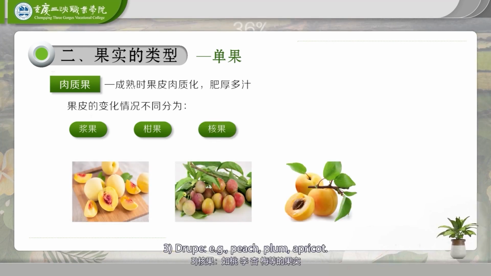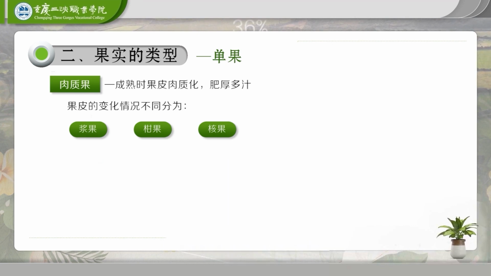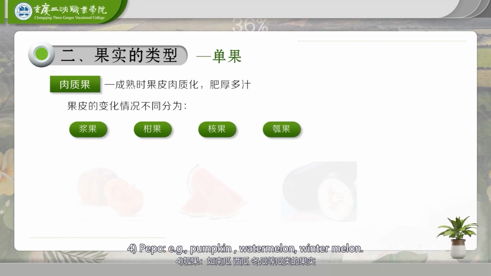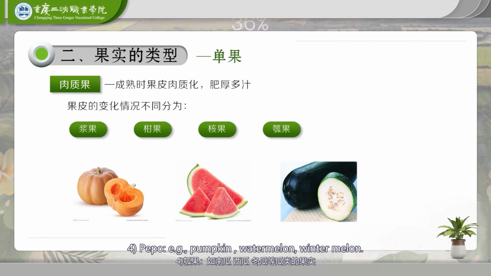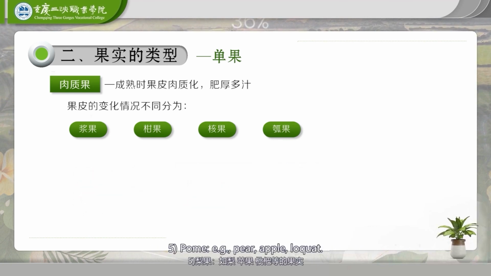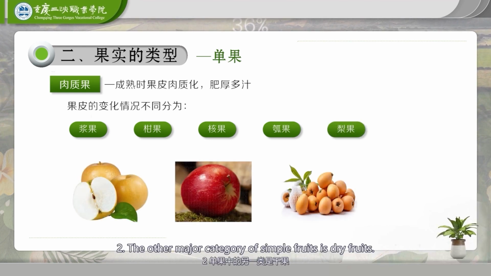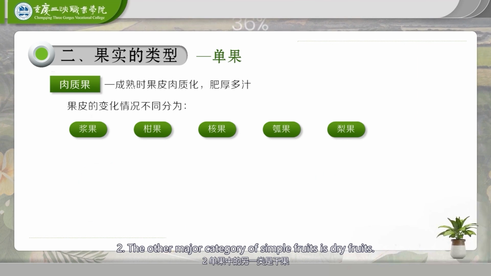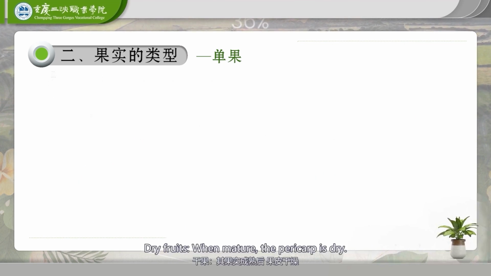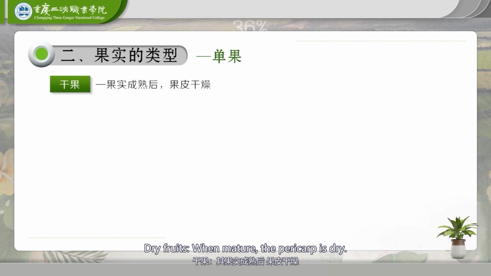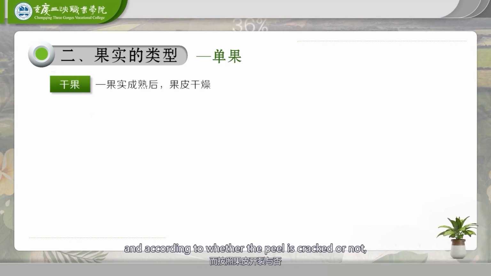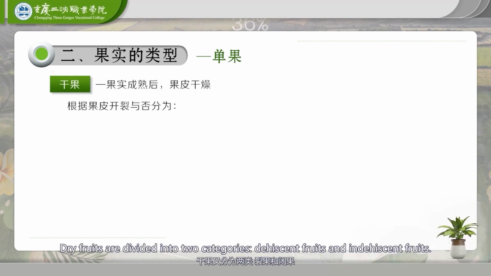3. Drupe, e.g. peach, plum, apricot. 4. Pepo, e.g. pumpkin, watermelon, winter melon. 5. Pome, e.g. pear, apple, loquat. 2. The other major category of simple fruits is dry fruits. When mature, the pericarp is dry, and according to whether the peel is cracked or not, dry fruits are divided into two categories, dehiscent fruits and indehiscent fruits.